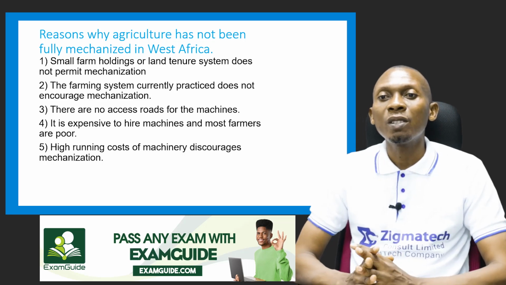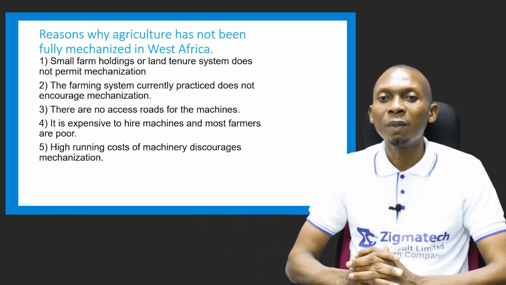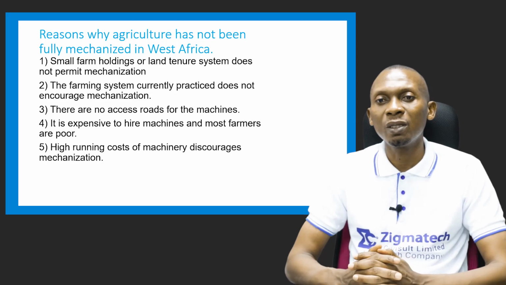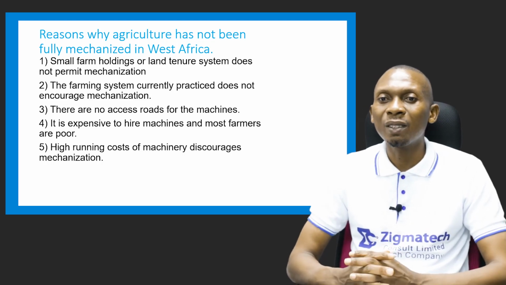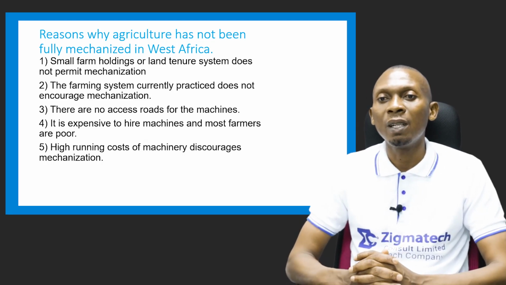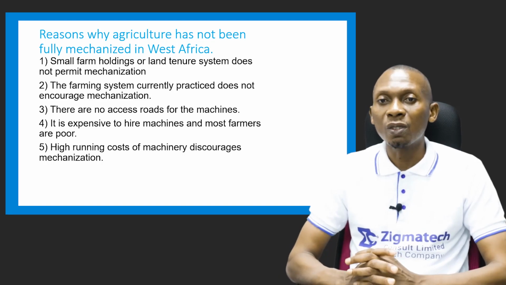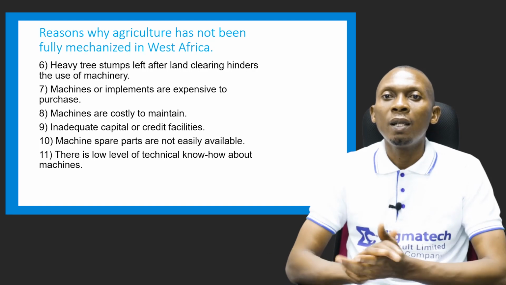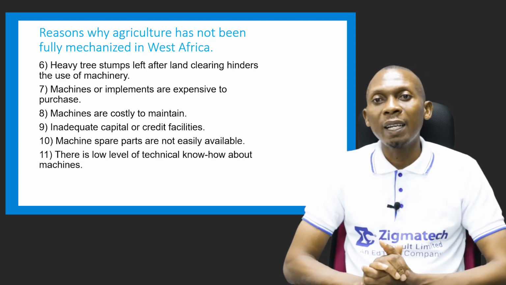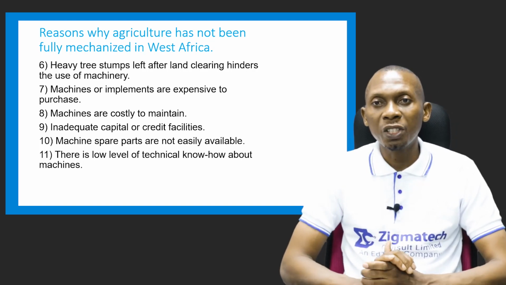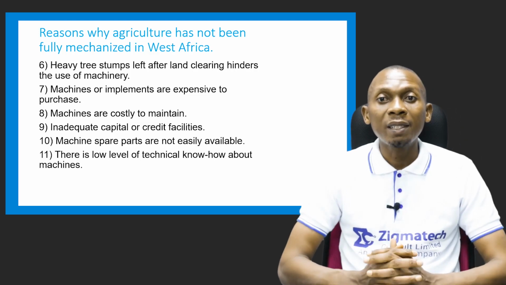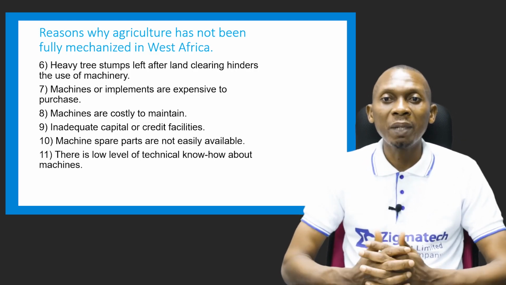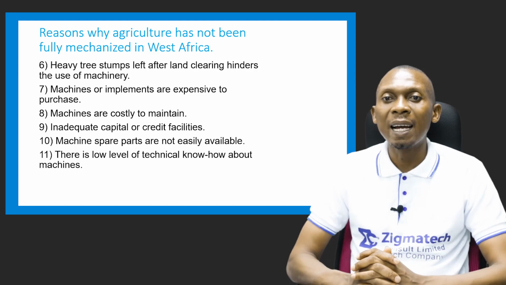Then also the running cost of this machinery discourages mechanization. To operate these machines, the running cost, maintenance of these machines is usually expensive. So this discourages mechanization. Tree stumps, which are left after clearing, can also hinder the use of machineries, and these machines are also expensive to purchase. To maintain them is also on the high side.